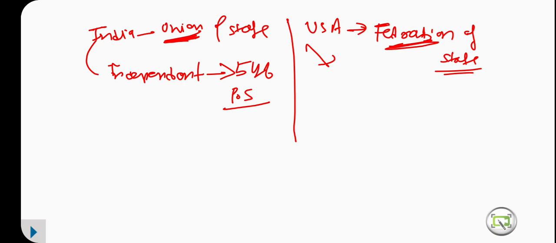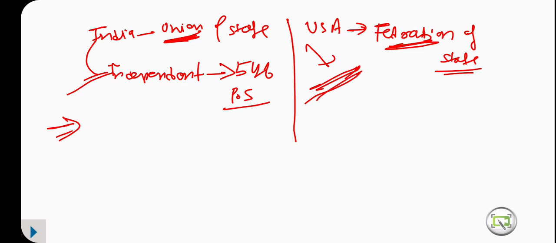But in the case of the USA, there were some states and they came together and formed a group, and that group is named as USA. And in the case of the USA, a single state can come out from this group, so it is a Federation of States. So simply understand that Union of States means no single state can come out from the group, and in the case of Federation of States, a state has the power to come out from the group.